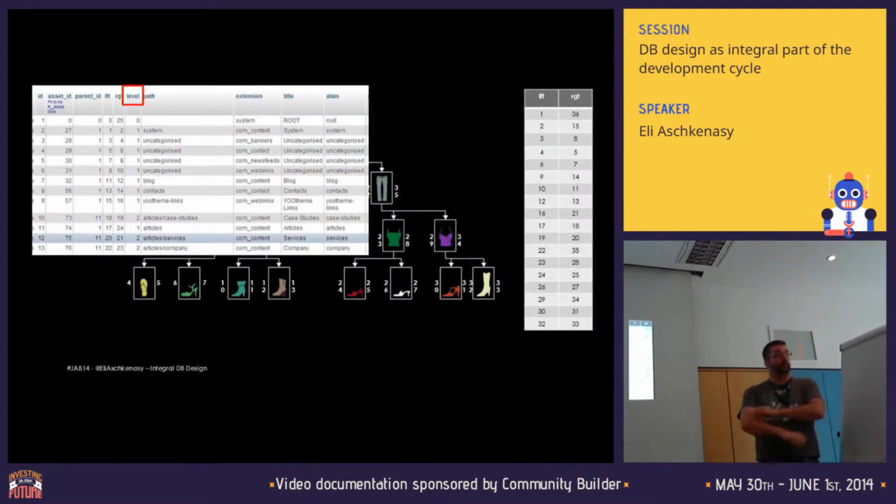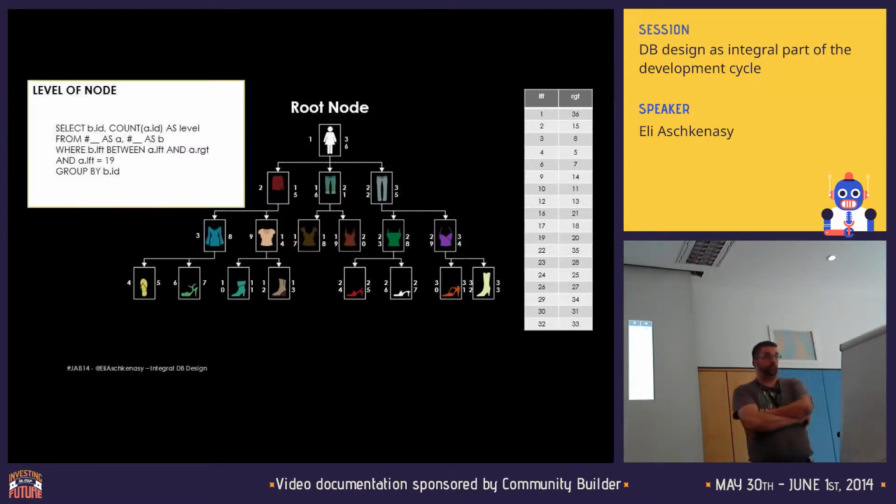Next item is the level item. Very important. You want to know how deep you are in the tree. Again, very simple query. This is not like rocket science.